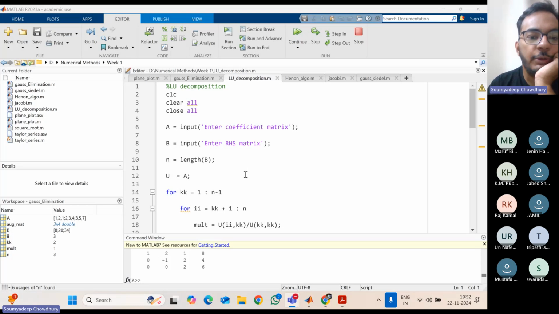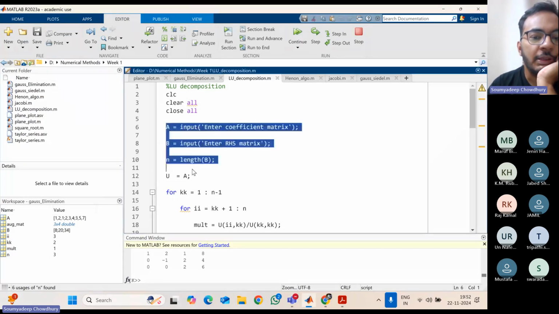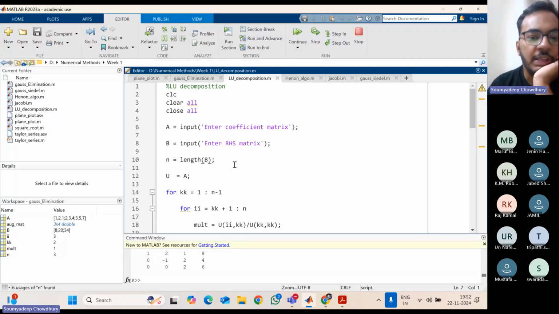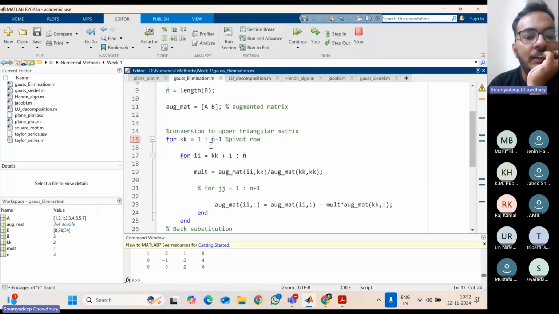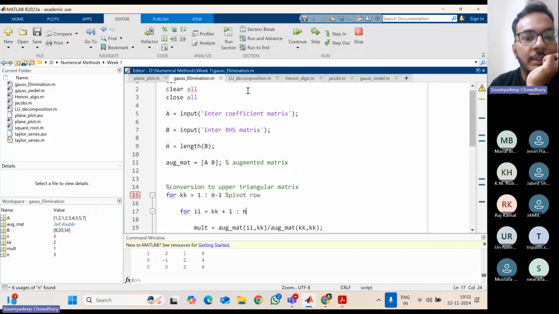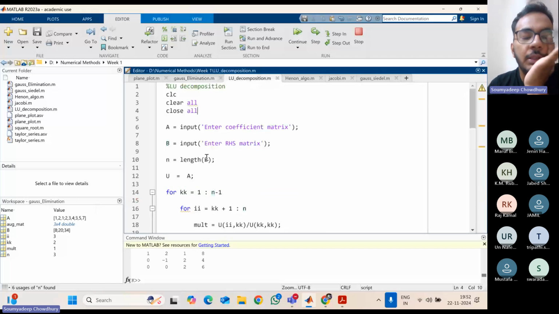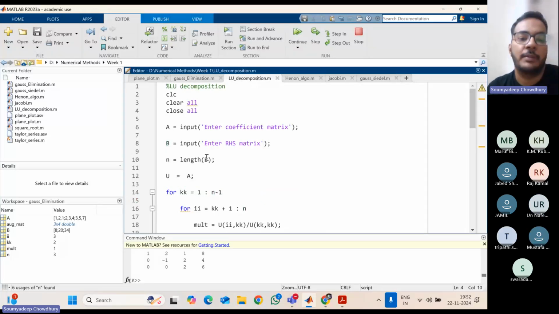See what I have done here. This is the code for the LU decomposition method. Here it is the same thing, right? We have A as the input coefficient matrix, B as the RHS matrix, and N as the number of unknowns. The difference from the previous method is that there we had formed the augmented matrix, right? In the LU decomposition method there is no concept of any augmented matrix.